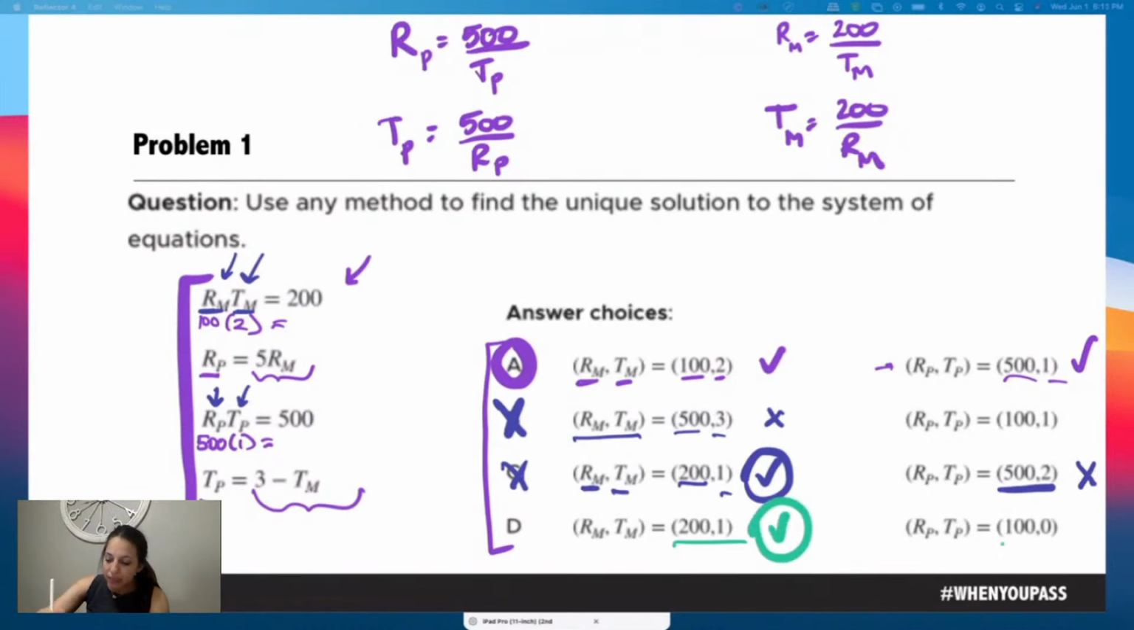But then RPTP is 100 and 0. Well, 100 times 0 is 0, and that does not check out. So there's literally only one option that's going to work in this problem.